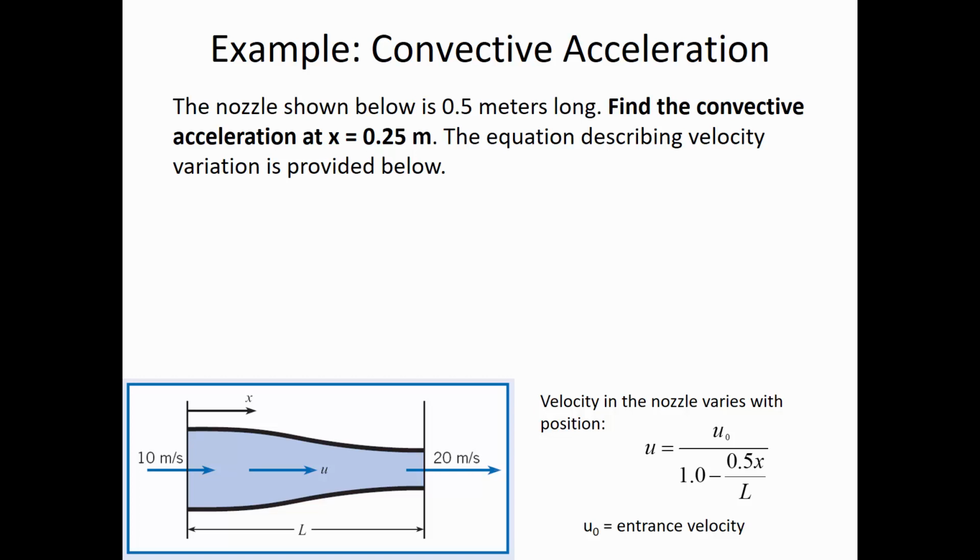So that means when we're at the end of the nozzle, at that position, from the sketch here, we can see it should be 20. So let's make sure that's true. U equals 10 meters per second divided by 1 minus 0.5 times L divided by L. So the L's cancel. That means we've got 1 minus 0.5. So that's 10 meters per second divided by 0.5. So it's going to be 20 meters per second. Okay, things are looking good so far.